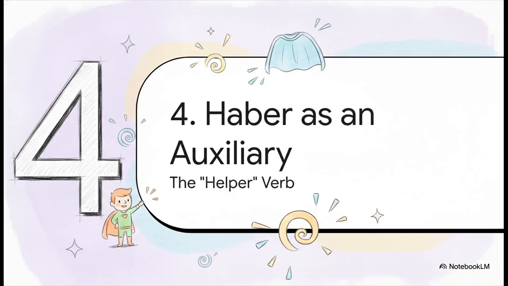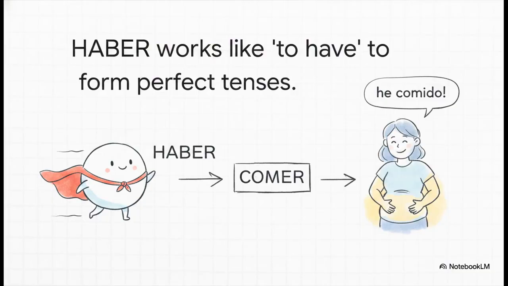Let's totally switch gears now. We're going to look at the other big job that haber has, its role as a helper verb. So in this mode, haber isn't the main star. It's the best supporting actor. It's the little word that helps you form sentences like, I have done something, or we have seen that movie. It teams up with another verb to talk about a completed action that's connected to the present.